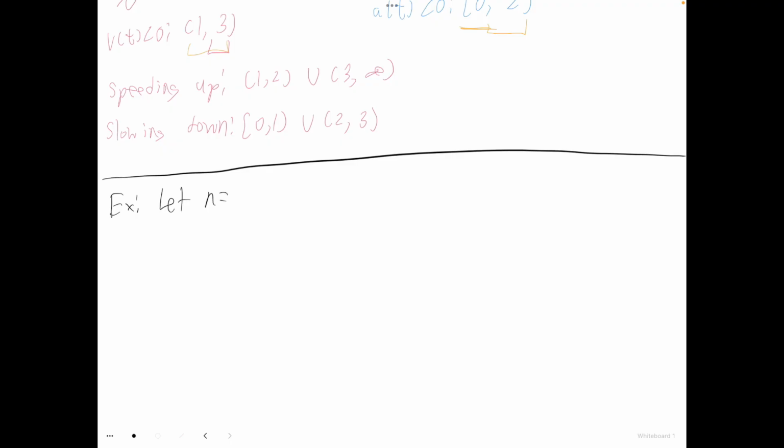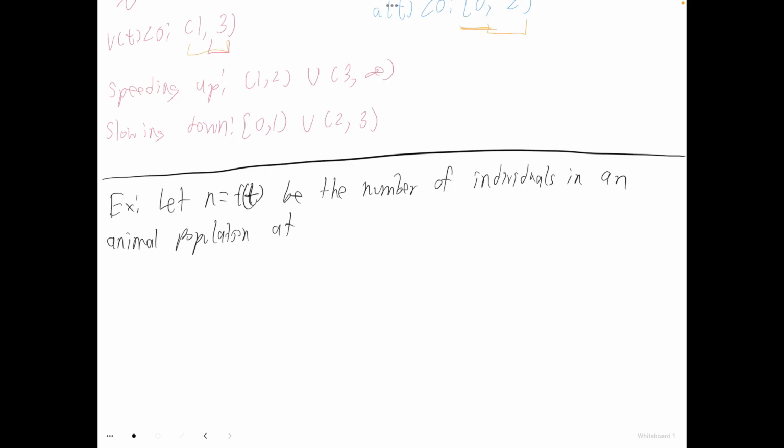And so if we let n equal f of t be the number of individuals in an animal population at time t. So we're just going to let f of t denote the number of animals in an animal population after time t. What we want to do is we want to figure out the growth rate.